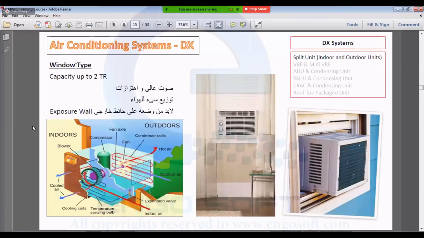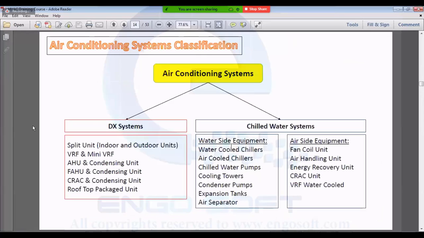By exploring the DX systems, we started with the simplest one, which is the window type, with a capacity up to 2 ton refrigerant. We said that this is very cheap. It has high vibrations. It has large noise. It has bad air distribution. We should cut through the wall to insert this equipment, right? And it has limited capacity and limited lifetime, right?